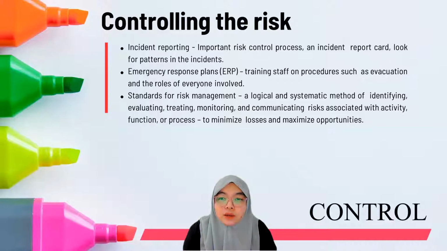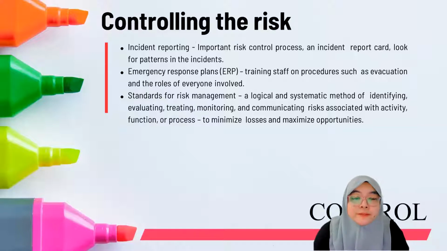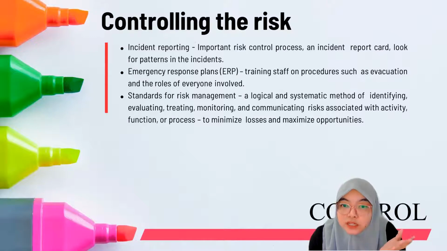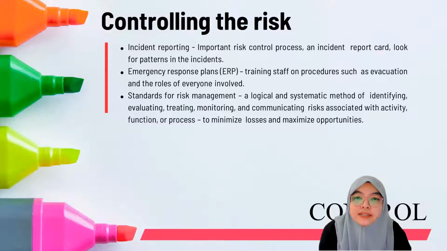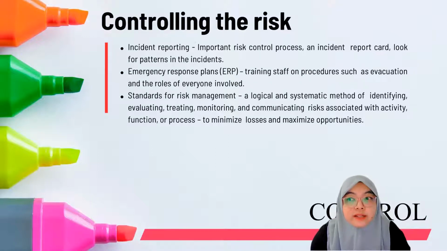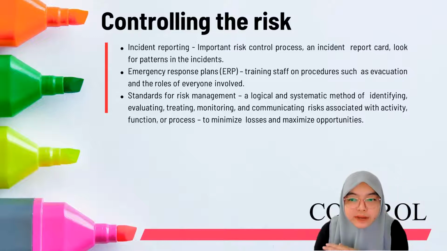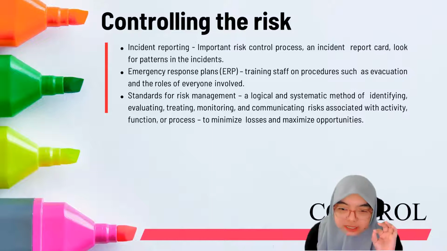So next one, controlling the risk. You need to have incident reporting, meaning you need to jot down and document every problem or risk that occurs at that time. You need to have an emergency response plan, or ERP, and you must train your staff on procedures such as evacuation, so they know their roles when they are facing the risk. Then there are standards for risk management: a logical and systematic method of identifying, evaluating, treating, monitoring, and communicating risk. For risk management, you always need to brainstorm together and evaluate everything in order to minimize and eliminate all possible risks that come to your event.